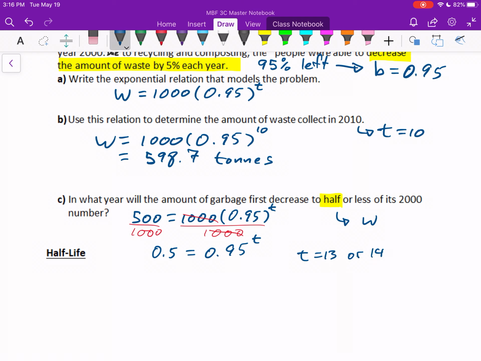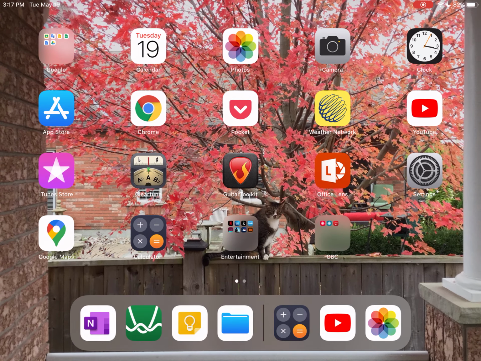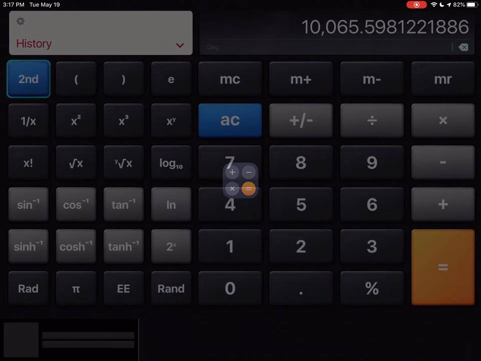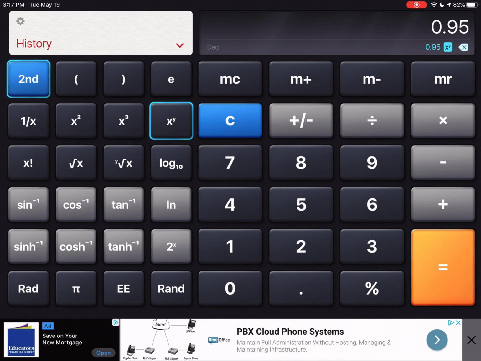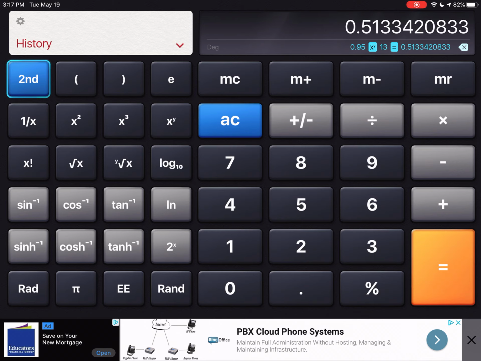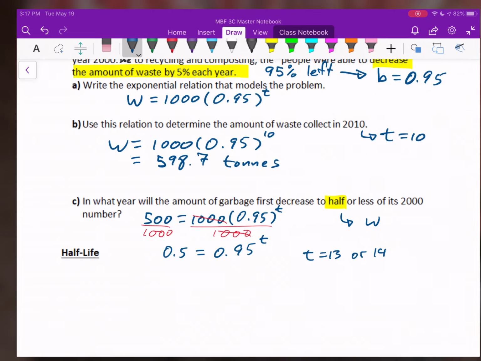gives us 0.5. So, let's just try it again on my calculator. I want to put 0.95 to the exponent, let's say 13, and see if it's close to 0.5. 0.95 to the exponent 13 equals 0.513. So that's very close to 0.5. So that's about half, right?